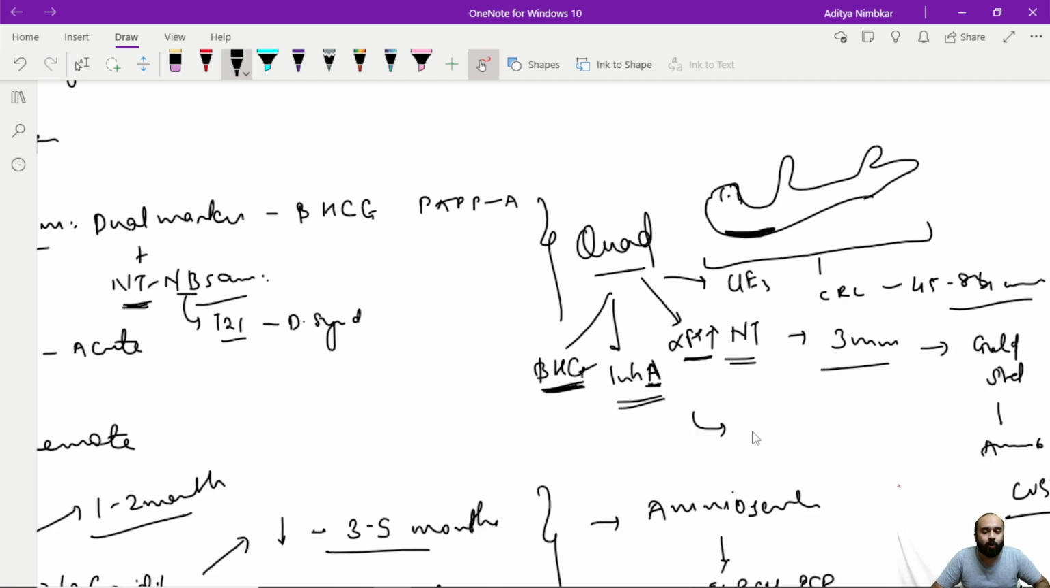Along with this, you will also do a TIFFA or a level 2 scan, that is targeted imaging for fetal anomalies, to look for congenital anomalies. Once you are done with all this, at the end of it, if you still don't have any diagnosis, then you should know that 40% of the fetal growth restriction cases are idiopathic. There is not going to be any diagnosis. So that is it about all these cases.